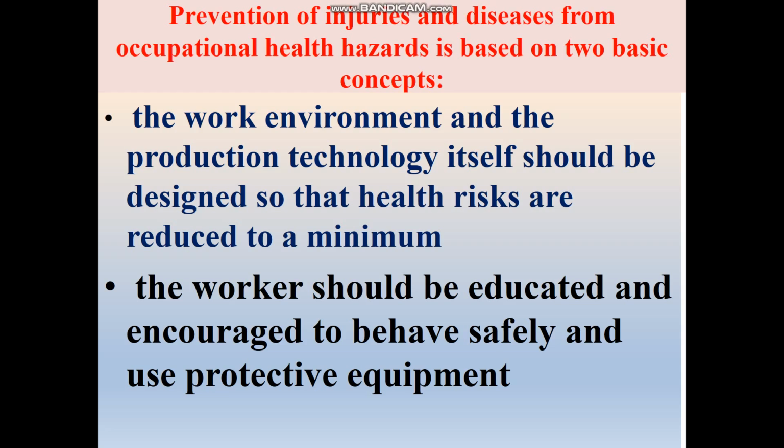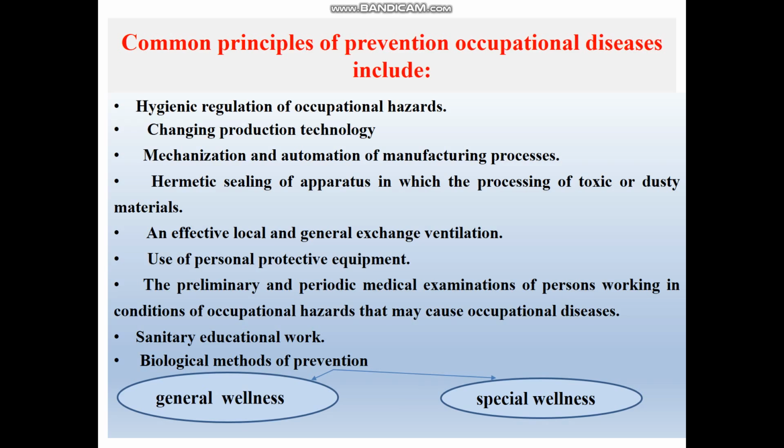Prevention of injuries and disease from occupational health hazards is based on two basic concepts. First, the work environment and the production technology itself should be designed so that health risks are reduced to a minimum. Second, the workers should be educated and encouraged to behave safely and use protective equipment.